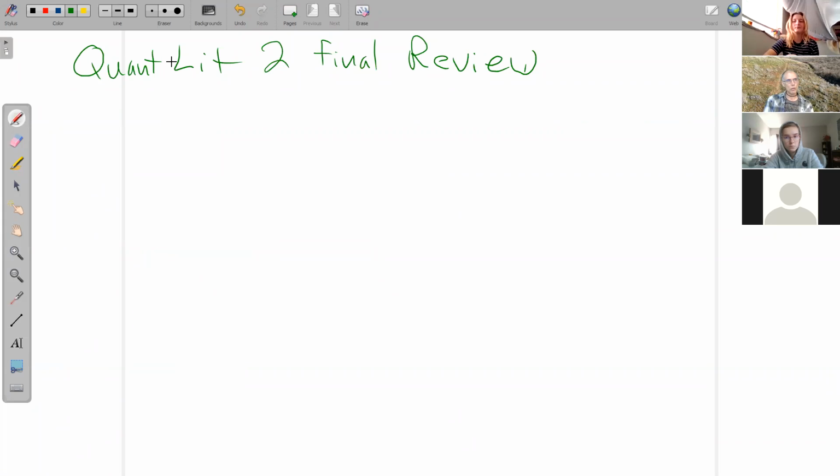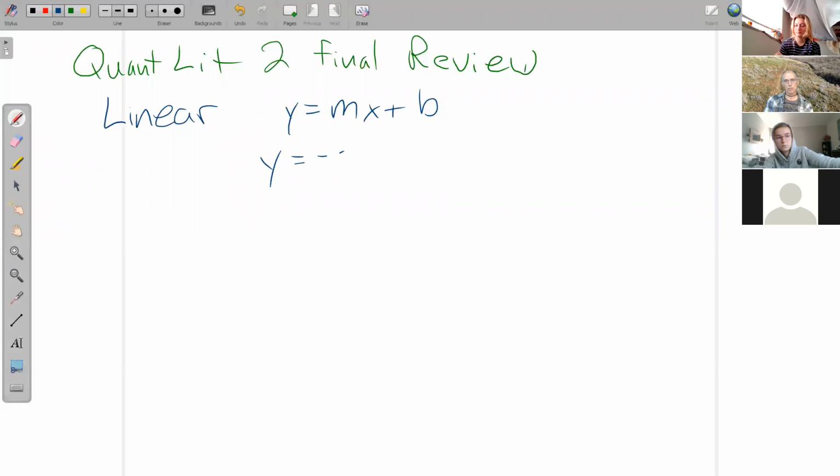So for our final review, we've accumulated essentially 3 types of mathematical things. We have what I call linear equations or linear functions. Linear are things like y equals mx plus b. Example might be y equals negative 0.015x plus 0.982. So this could be like a blood alcohol equation right there. Big ideas about linear is we have this slope. That's that rise over run. Slope is what we call a rate of change.